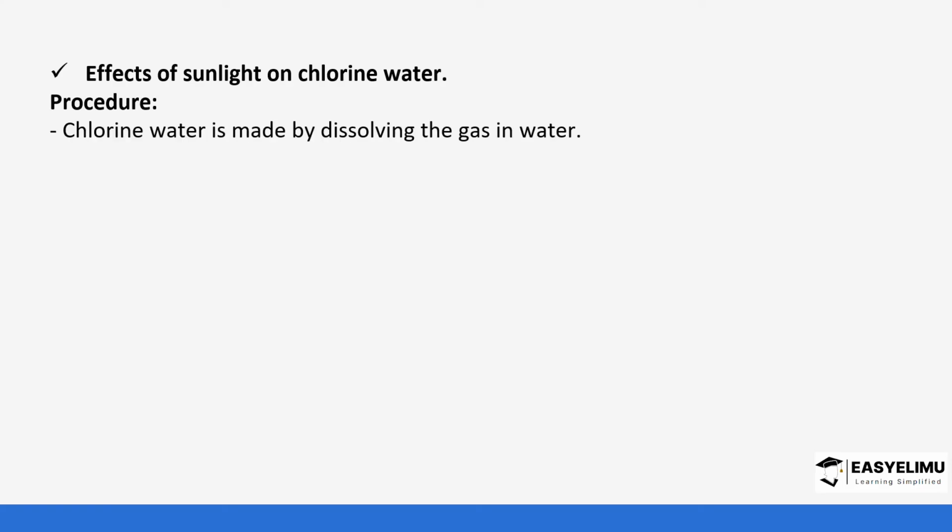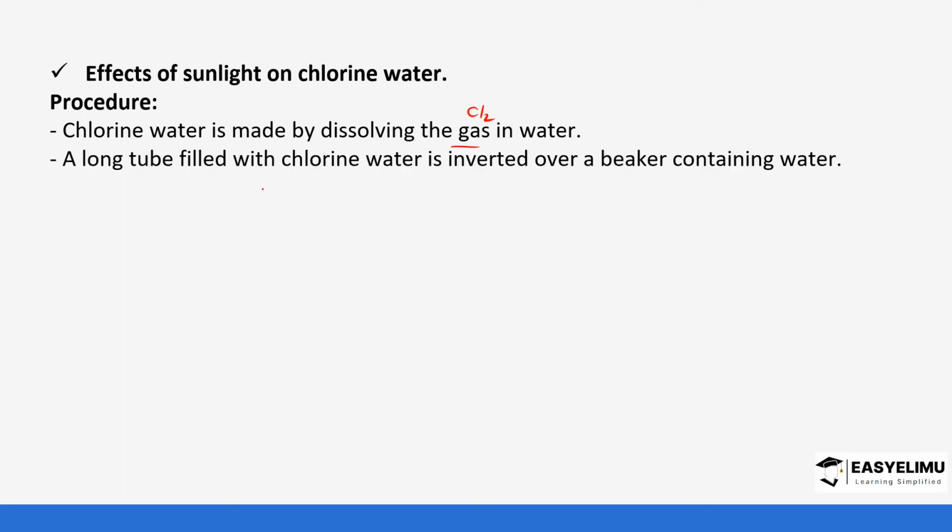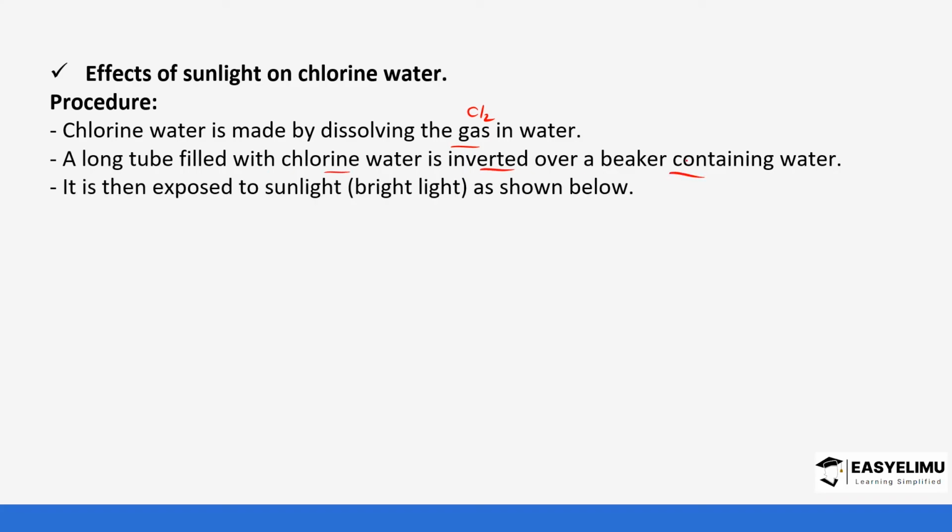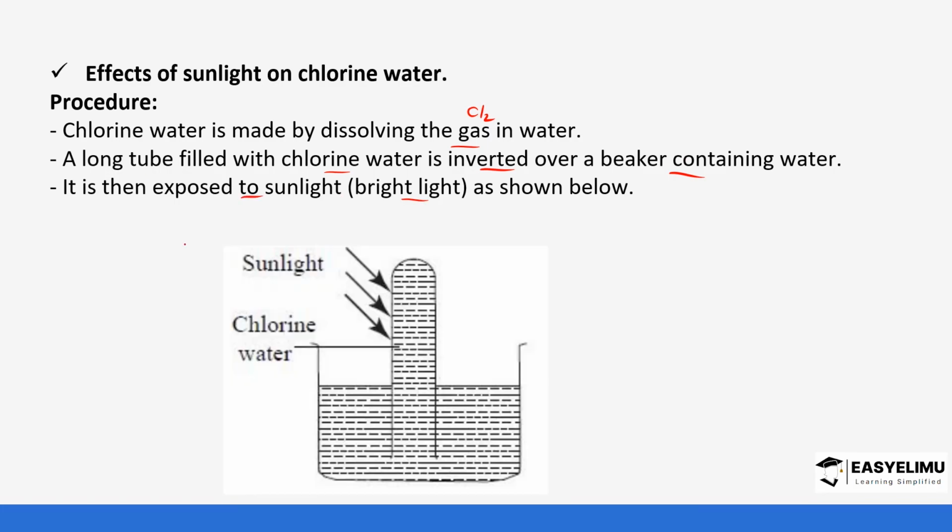So when you look at the reaction of chlorine with water now in presence of sunlight, we'll see the following properties. So first of all, chlorine water is made by dissolving chlorine gas in water. Then a long tube with chlorine water is inverted over a beaker containing water. Then it is exposed to sunlight for some time. So this is a setup that was used for this reaction. So you can see the chlorine water and the sunlight, it is being exposed for some time.